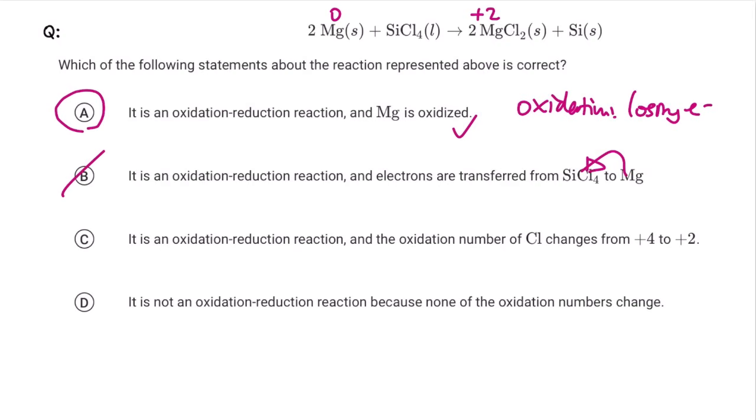C, it is an oxidation reduction reaction and the oxidation number of the chlorine changed from +4 to +2. Okay, so chlorine, which is a halogen, always has an oxidation number of -1, no matter if it's combined with silicon or magnesium. So C is not correct. D, it is not an oxidation reduction reaction because none of the oxidation numbers has changed. So obviously magnesium has a change in the oxidation number, so D is not right.